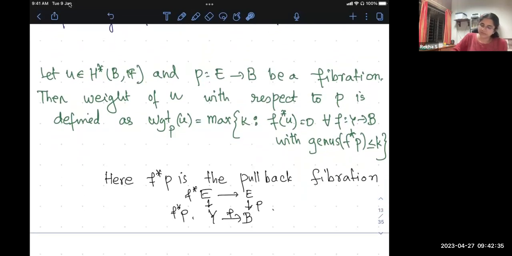Okay. So here f star p is the pullback fibration. So this is E to B, and you can pull it back along here and you get a fibration of this form.